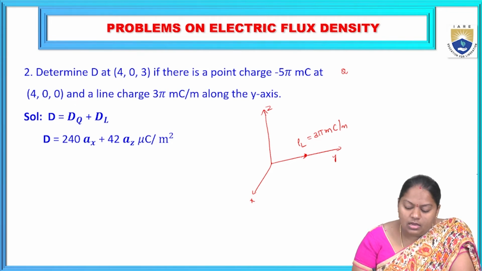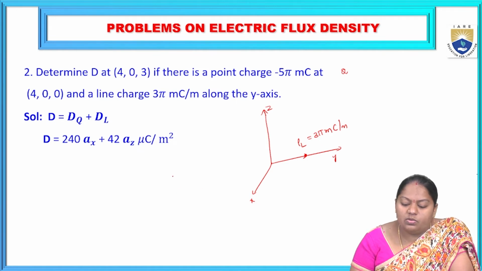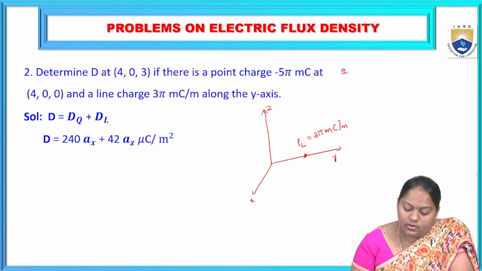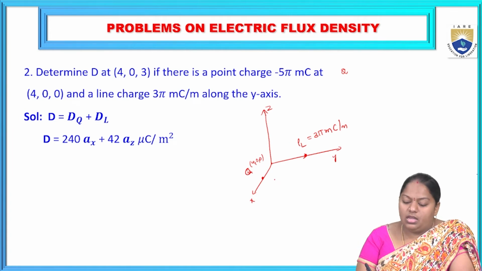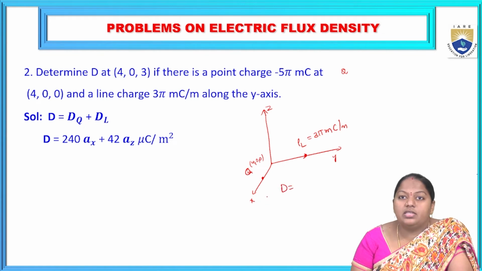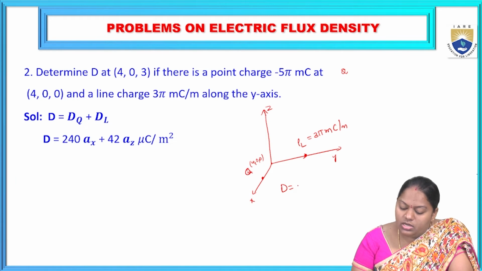Now from this, rho L is located on the y-axis, and we want D at (4, 0, 3), where there is a point charge of minus 5 millicoulombs at (4, 0, 0), meaning the point charge Q is located on the x-axis. So Q is located at (4, 0, 0), and D is at (4, 0, 3). So we need to find the total electric flux density D due to the point charge as well as the line charge. So that can be written as D equals Dq plus Dl.